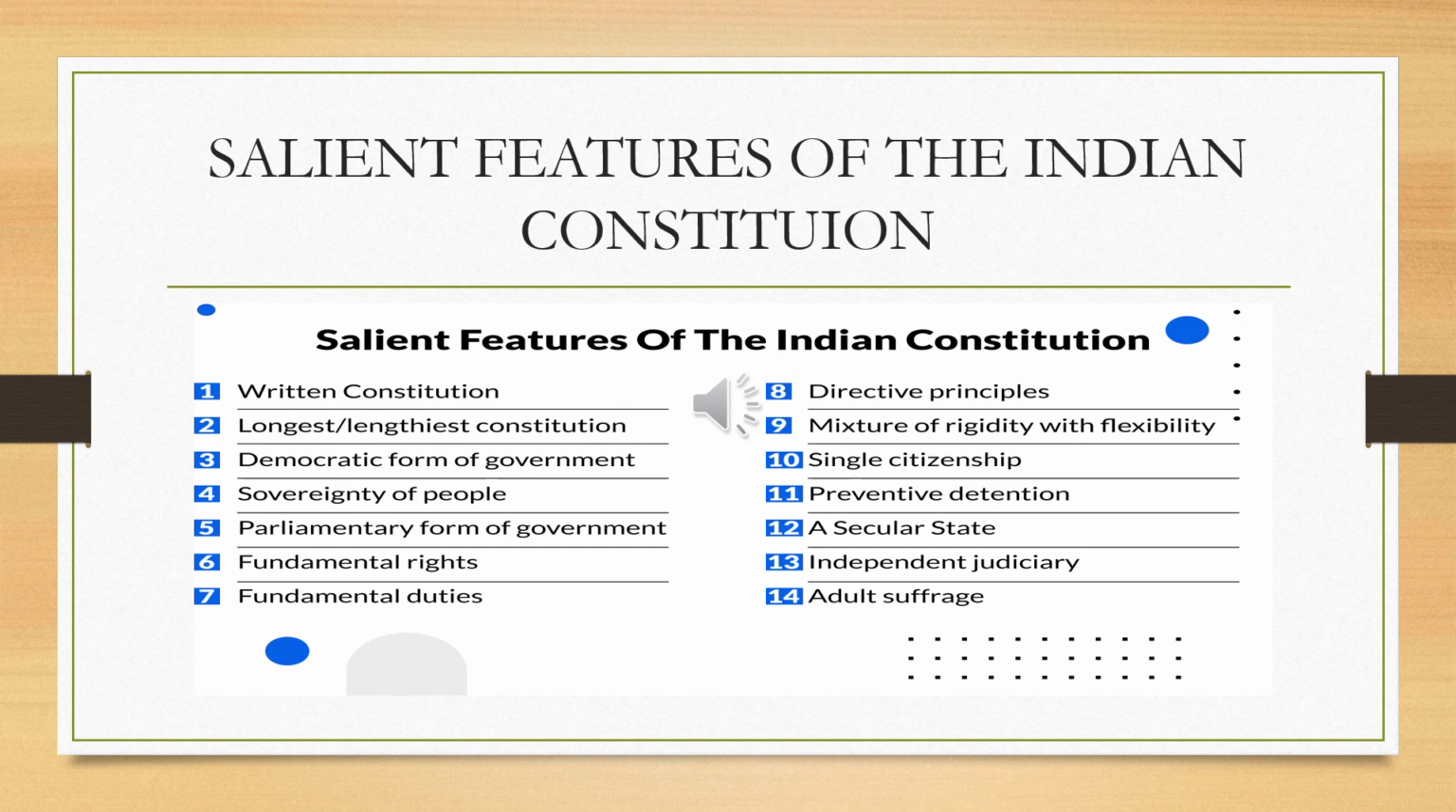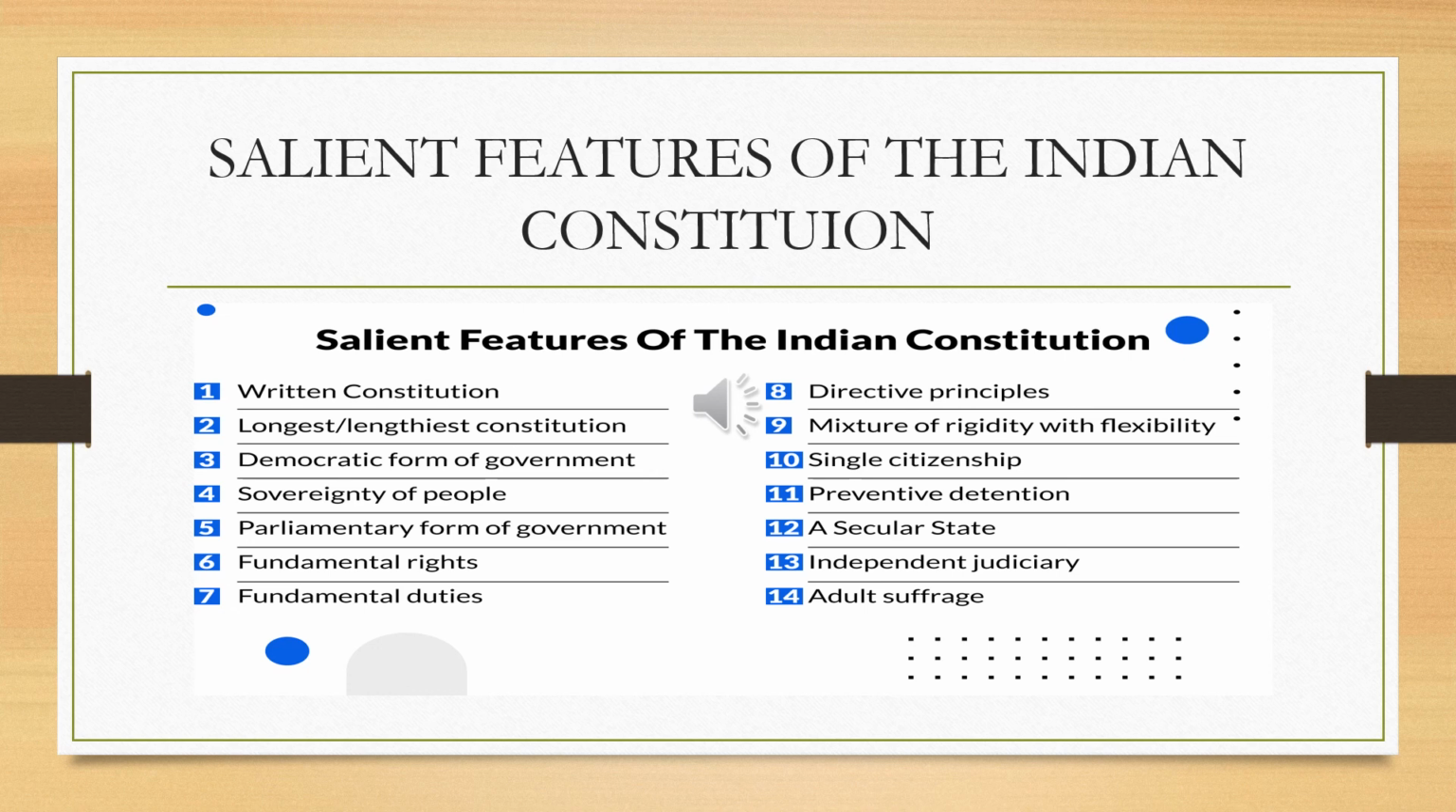Now let's study about the salient features of the Indian constitution. First one, it is a written constitution. That means each and every law is written in the Indian constitution. Whatever laws we find in the constitution are in written form. Next one, it is the longest, lengthiest constitution.